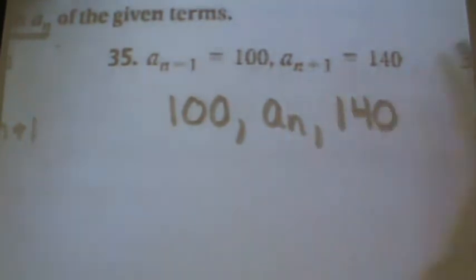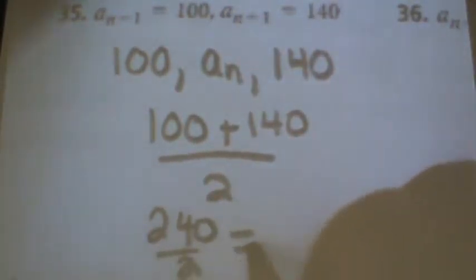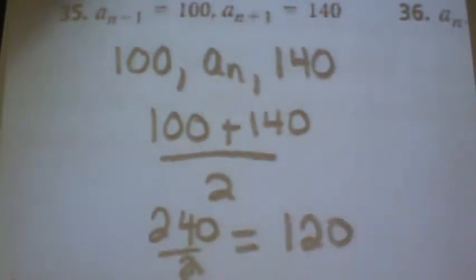Number 35. They give you the previous term, which is 100. They want a sub n, and the term after a sub n is 140. How are you going to find this one? 100 plus 140 divided by 2. 240 divided by 2 is 120.